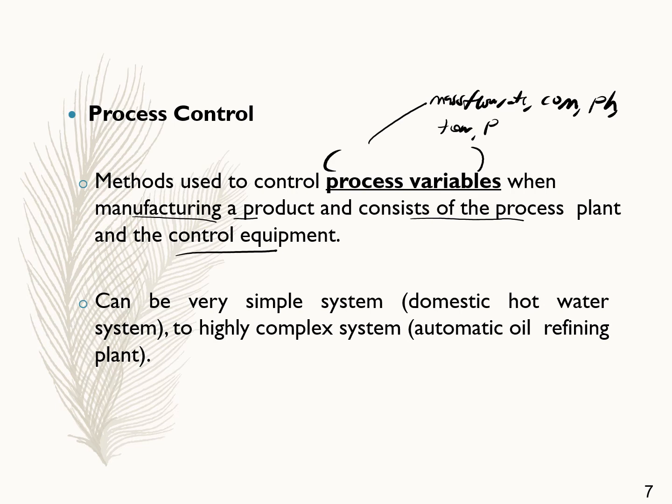Okay, inside this process control, we have control equipment, and we use it to control the process variable of the manufacturing product, and it consists of the process plant. So we need to have a process plant, we need to have the process variable, and we need to have the equipment so that we can control the overall process. This process control can be a very simple system such as a domestic hot water system, to a highly complex system such as an automatic refining plant.